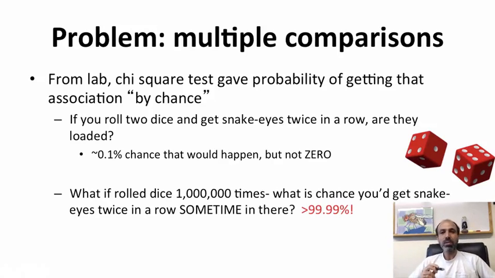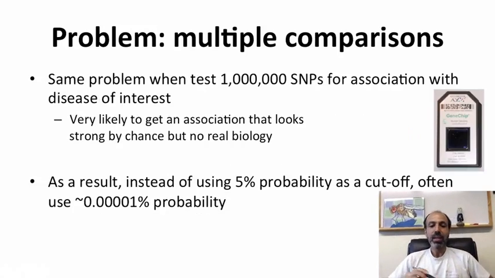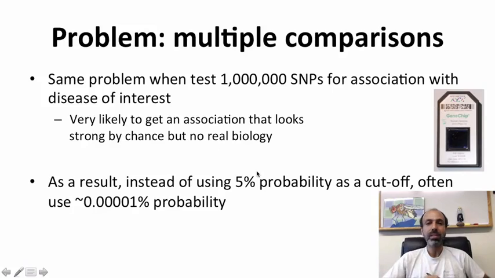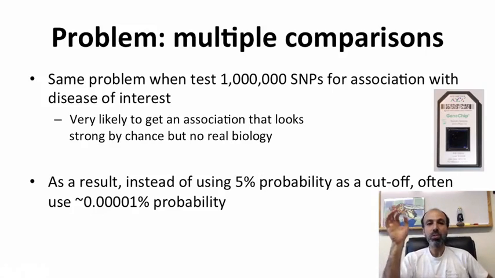This is a problem associated with genome-wide associations. If you're testing a million SNPs, 1,000,000 of these markers for an association with a disease of interest, you're very likely to get an association that looks strong by chance when you do the statistical test, but there's no biological basis to it. In fact, this region has no effect whatsoever. There's no QTL there that's contributing to the trait of interest. But since you're testing so many times, the odds of you getting something that seems unlikely enough to be suggestive of a real effect is very high.